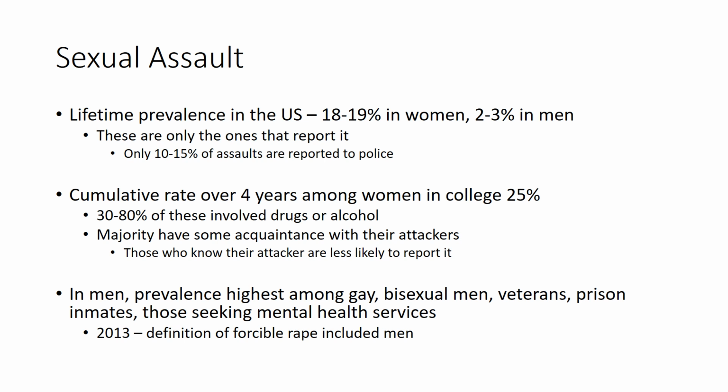One study suggested that in college-aged women, the cumulative rate over the 4 years that they're in college is that a quarter of them, 25%, had been sexually assaulted during their time on campus, and 30 to 80% of those did involve drugs or alcohol. One problem with this is that the majority of those have had some acquaintance with their attacker, so they know who the person that attacked them was, and this makes it much less likely that they're going to report the attack or the assault. In men, the people who are most likely to be sexually assaulted are gay and bisexual men, veterans, prison inmates, and those seeking mental health services.